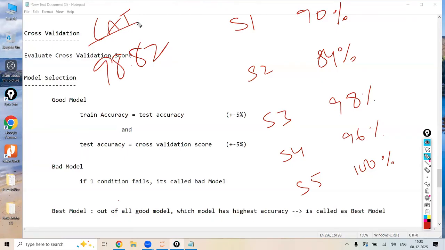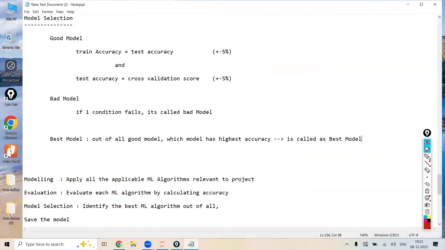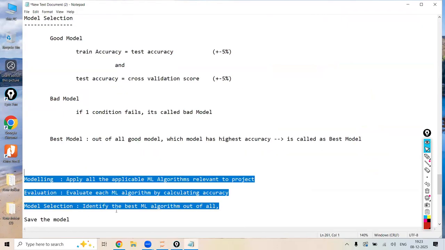Comparison only. It's pure comparison. Are the points clear, guys? Everyone? So now, which is the best model?